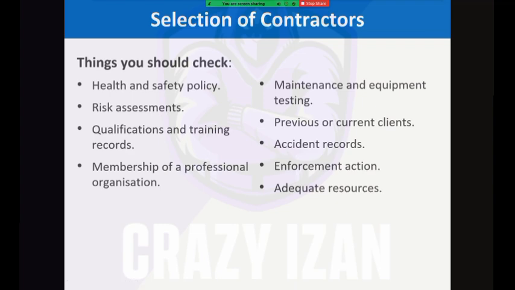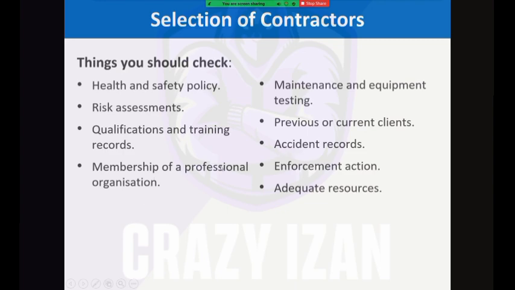Okay, so when you're selecting the contractor, you need to check a lot of things. So usually when we are selecting a contractor, this is known as the pre-qualification phase. Pre-qualification and selection, you need to consider a lot of things. First of all, you need to look at the health and safety policy of the contractor. Do they have a good health and safety policy? Do they have adequate risk assessments? Okay, are they capable of producing good quality risk assessments? You should also look at the qualifications and training records of the contractors. Do they have the necessary qualifications and are adequate records available or not?